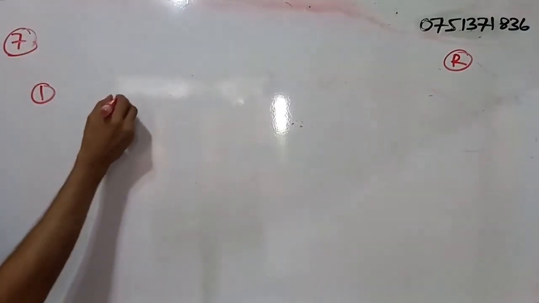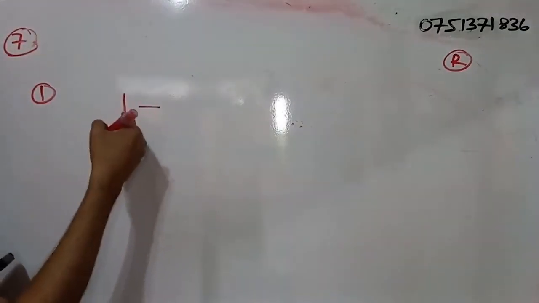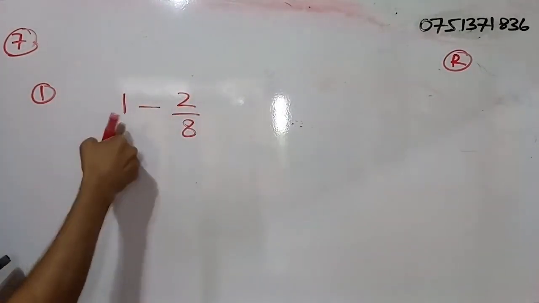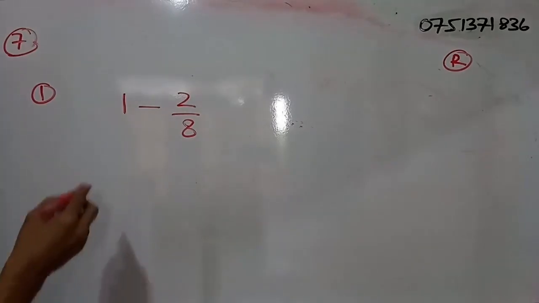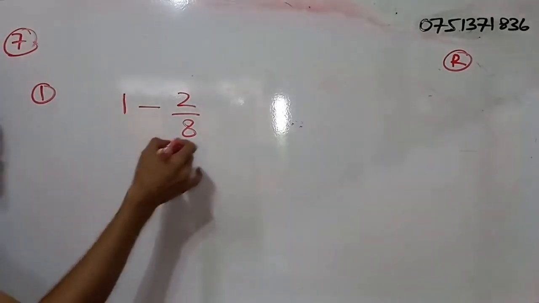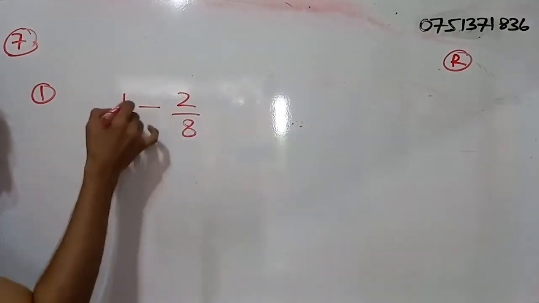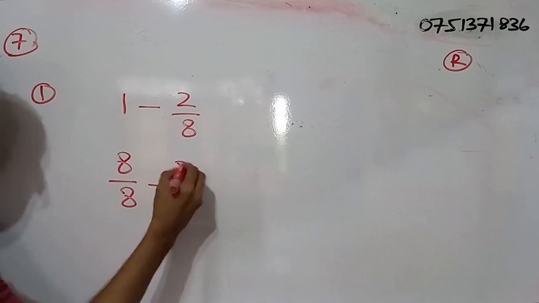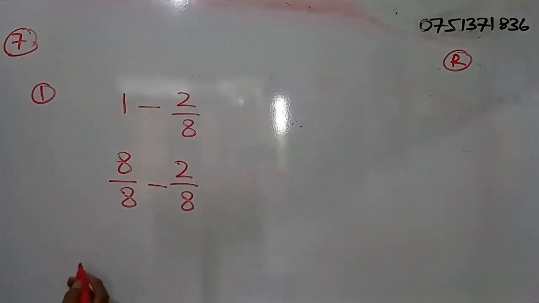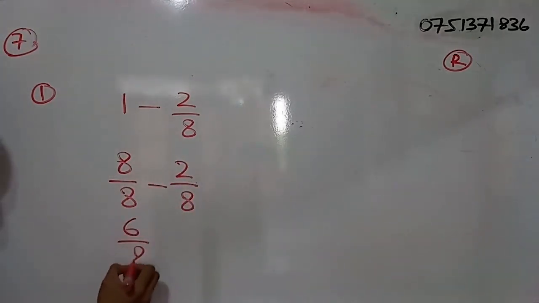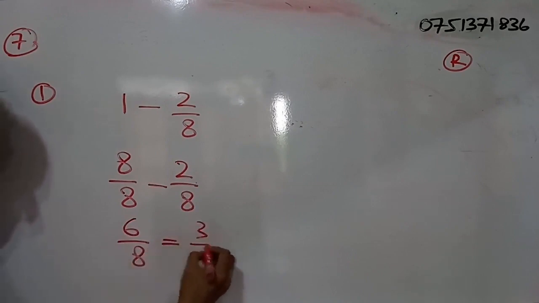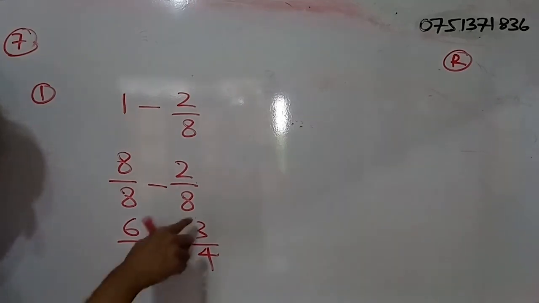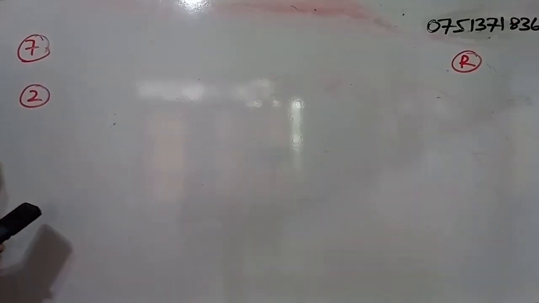So what do we have to do? We have to subtract 2 by 8 from the whole. Right? So here, since the denominator of this fraction is 8, we can convert this 1 into 8 by 8. 8 by 8 minus 2 by 8. So here what do we get? 6 by 8. So we can further simplify this by dividing the numerator and the denominator by 2. 3 by 4.